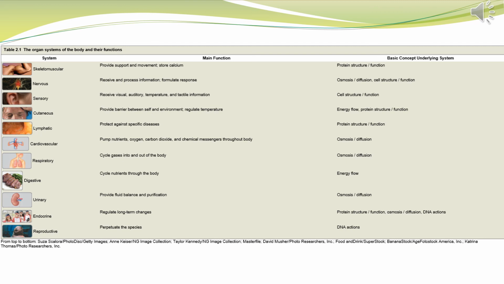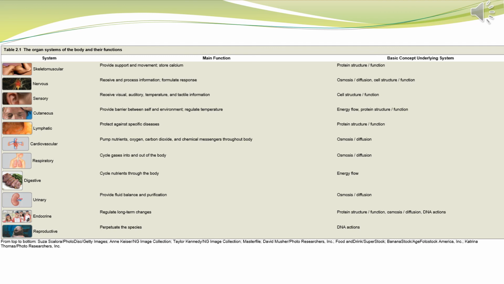Here's a table taken from Chapter 2. It's really going to be the only thing we study in Chapter 2. There might be a few things in the evolution slides at the end, but we'll just kind of cross that bridge when we get to it. And these are just the organ systems of the body and their function. You can read the functions for yourselves. I'm just going to talk about which ones we're covering and which ones we're not covering.